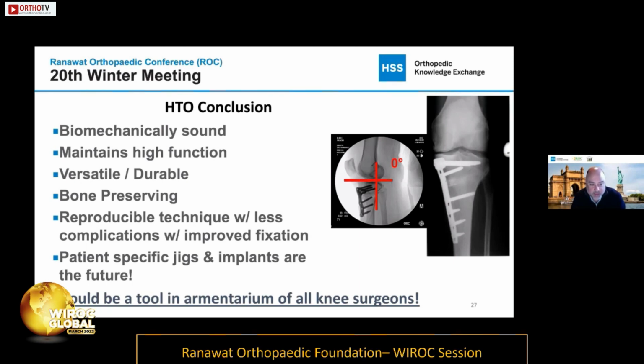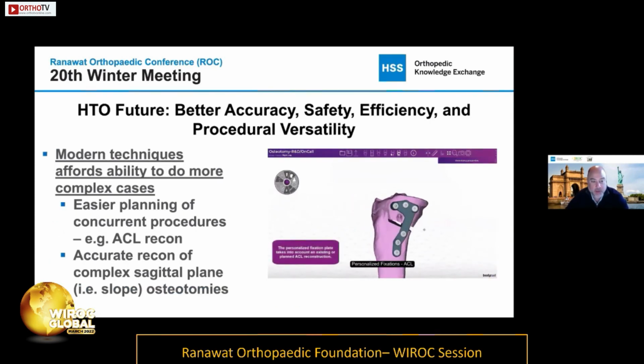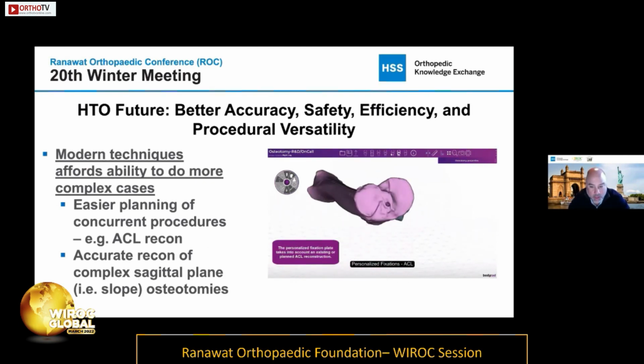It maintains high function. It's versatile. It's durable. I think the future will be for complex osteotomies using more modern technology, and patient-specific guides and implants are truly the future. I really think TomoFix and standard osteotomy can work, but as we get more complicated, we'll be more reliant on virtual templating, especially for more complicated osteotomies.